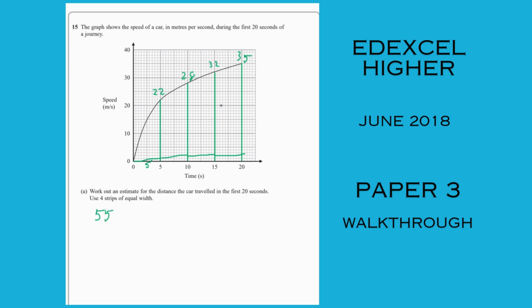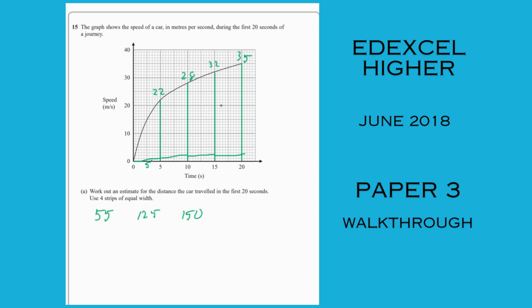On the trapeziums, add the parallel sides and halve them. Multiply it by the distance between them, which is always 5. So for the second strip, you should get 125. 28 plus 32, that's 60. Halve it, you get 30. Times by the 5 between them, that's 150.